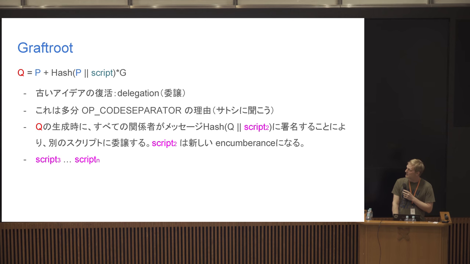So delegation is the method where you encumber funds into a script, and then at spending time, you basically say, okay, I'll spend it, but then I'll hand this signed transaction to someone else, and I've delegated, say, okay, for this to be valid, now Bob has to sign for it as well. So adding additional encumbrances at spending time. It's probably the reason for OP_CODESEPARATOR. You can look that up. It's something that's not really used, except by Nicolas Dorier, I think.